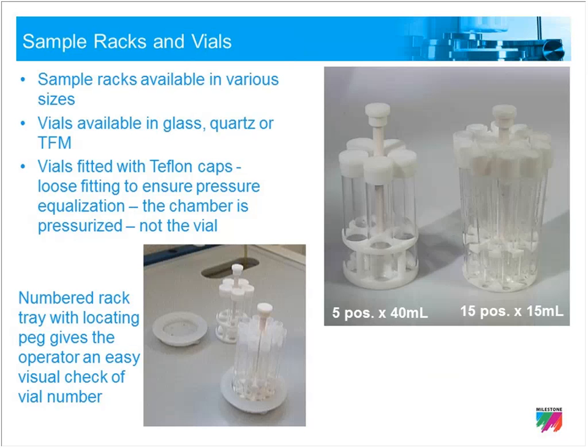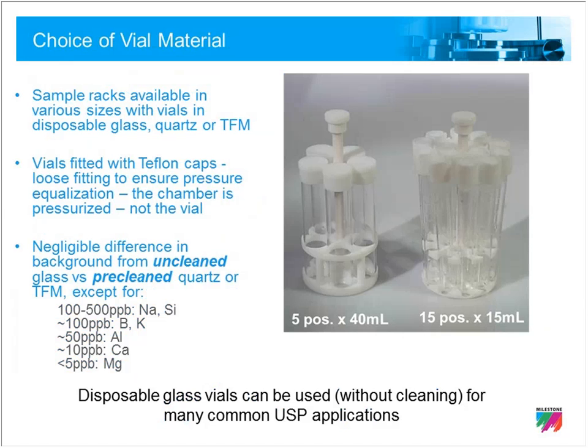Now, in terms of the sample racks and vials available, there are a couple options. The most common options that we have for USP 233 is a 15-position rack that does 15 mL vials, as well as a 5-position rack that does 5 40 mL vials. Now, these vials are available in glass, quartz, or Teflon, and again, they are simply fitted with loose-fitting caps. So vessel assembly is virtually nil.